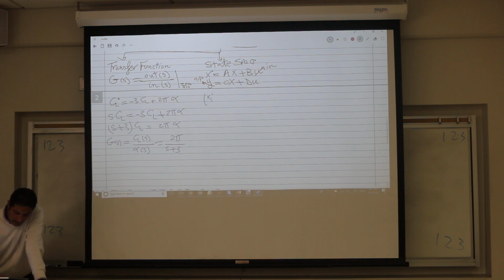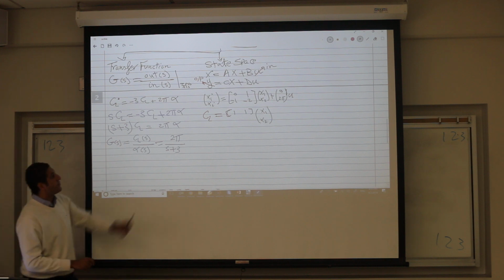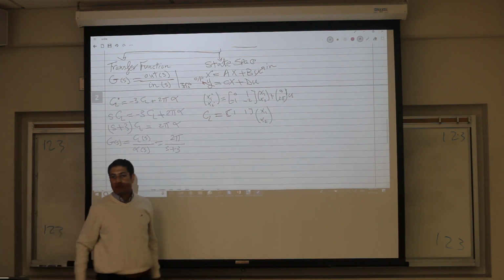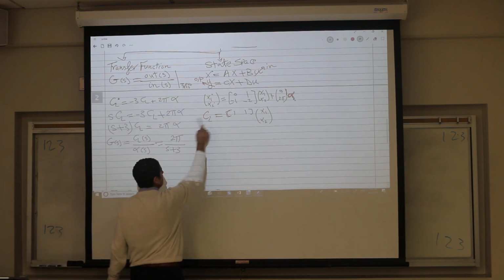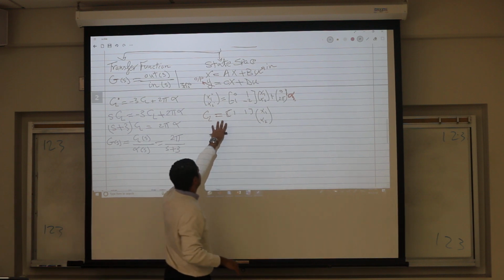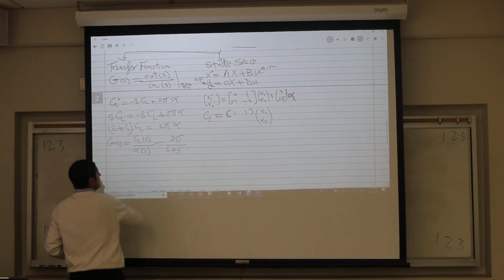So maybe a model will be something like x1 dot, x2 dot equals [0, 1; -1, -2] times x1, x2, plus [0; 2 pi] times your input, which is u, and the output, which is the lift, is [1, 1] times the x's. So again, this is a very legitimate unsteady model. Give me the input alpha, which is the u, and this is the output, the lift. This is a very legitimate way of describing unsteady aerodynamics.